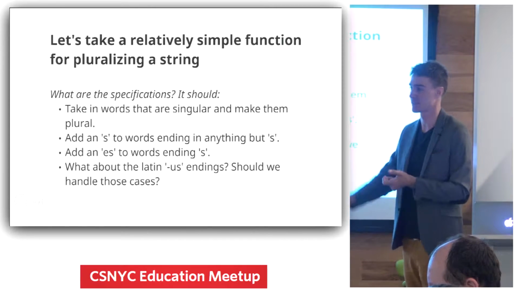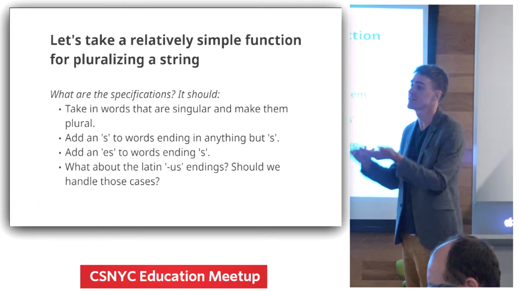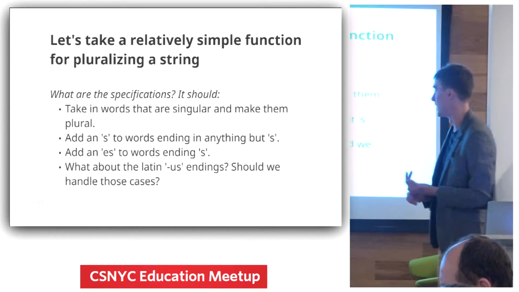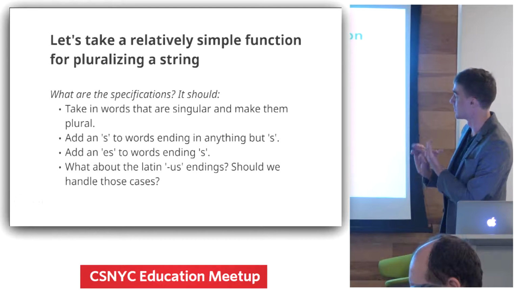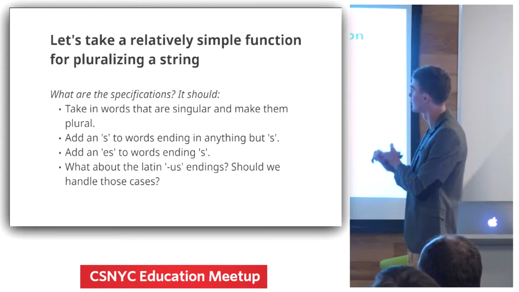So before I even get to writing any code, I'm thinking about the purpose of this function, its purpose and some of its attributes or behaviors. In this case, it should be able to take in words that are singular and make them plural. That's the general purpose.